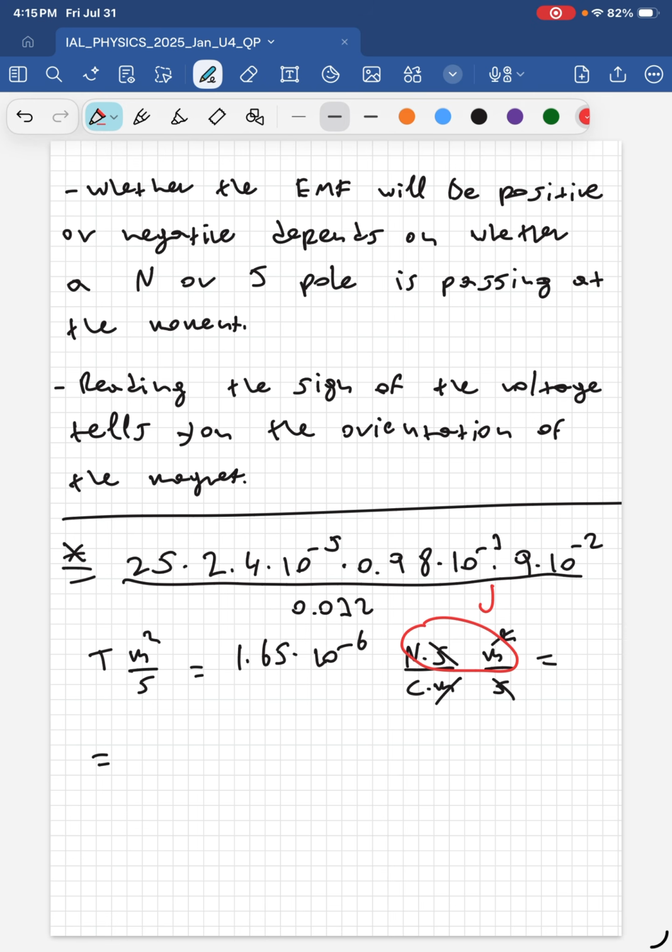Joules over coulombs are volts, so 1.65 times 10 to the negative 6 volts, which is larger than 1.5 times 10 to the negative 6 volts. So this works. This was question 18, right? So we are ready to move on to question 19.